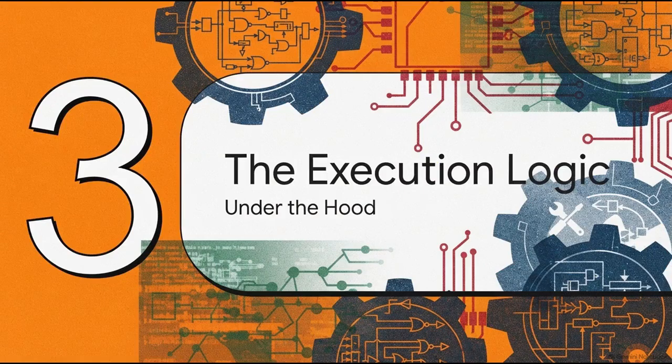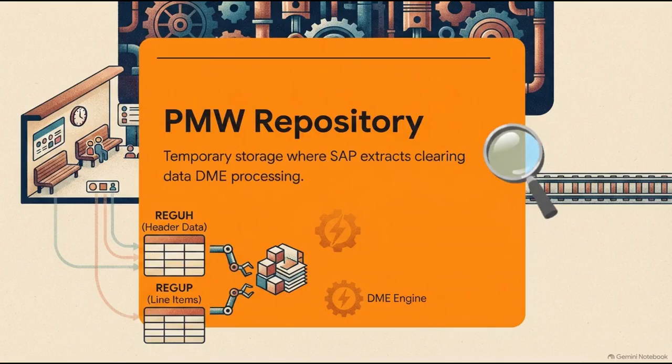All right, Section 3, the execution logic. Let's step into the engine room. Before any data ever reaches the DME engine, it needs a staging area. Think of it kind of like a train station waiting room. In SAP, this is called the PMW repository. When you fire off that F110 payment run, SAP grabs the raw payment header data from the REGUH table, pulls the line item data from the REGUP table, and temporarily parks all of it right here in the repository before the real magic happens.